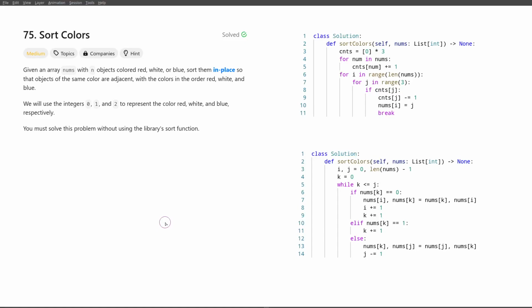Hello everyone, today we'll talk about the problem Sort Colors. We're given an array of integers 0, 1 and 2. We have to sort this array in place without using any built-in sort function.